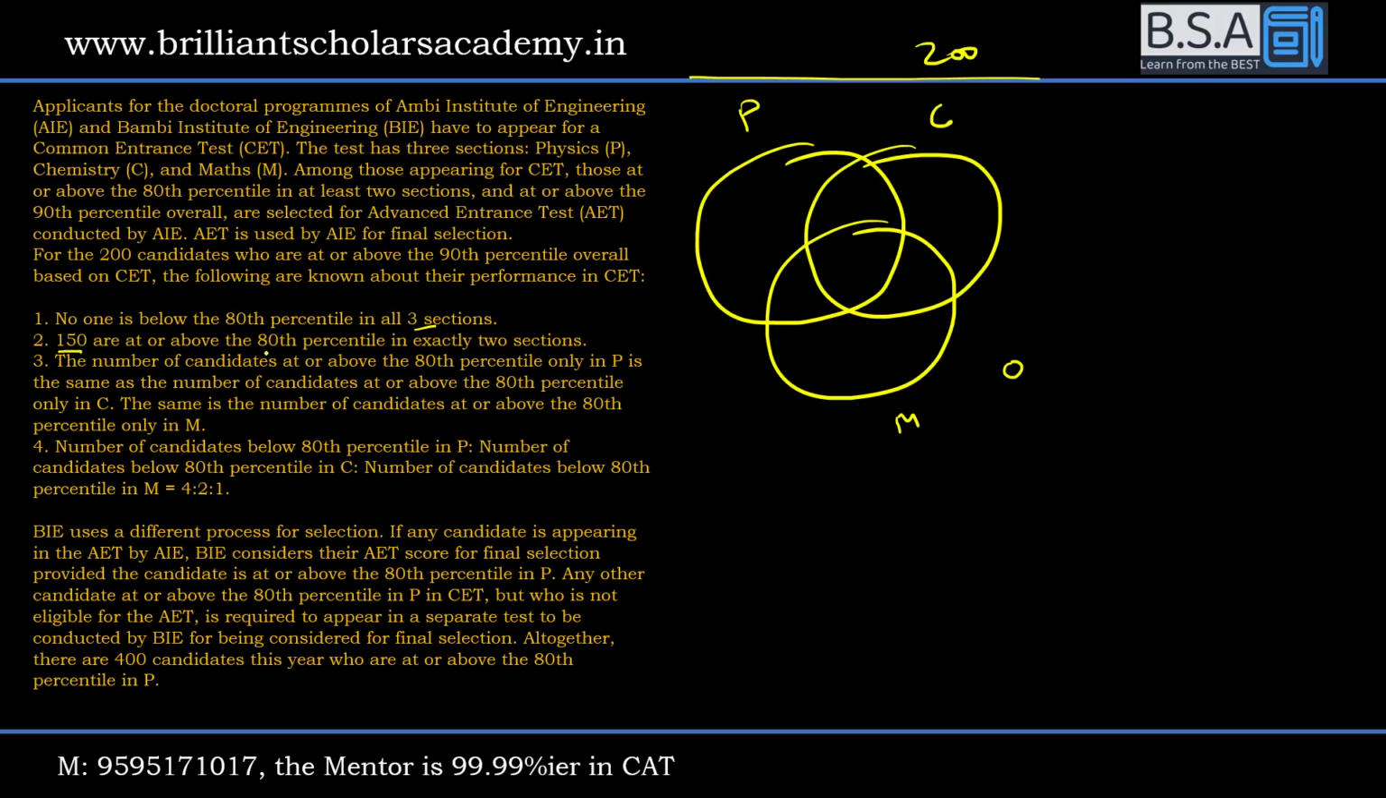150 स्टूडेंट्स हैं जिनका 80th और अबव है एग्जैक्टली दो सेक्शंस में. दो सेक्शंस वाले 150 लोग हैं, मतलब कि ये और ये मिलाकर कितने हो गए? 50. ये और ये मिलाकर 50 हो गए. बीच वाले का हमें पता नहीं है.